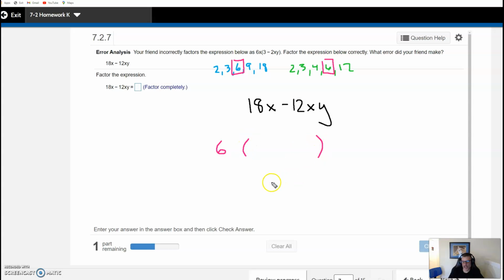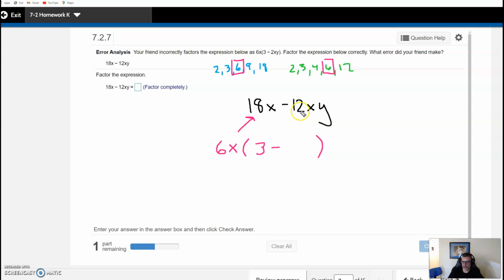But they also have something else in common. They both have an x, right? So at some point, this term and this term were both multiplied by x. So I can factor out the x as well. So now I have to ask myself, 6x times what gets me to 18x? Well, if I have 6 x's 3 times, that would get me to 18x, right? Then I have my minus sign.